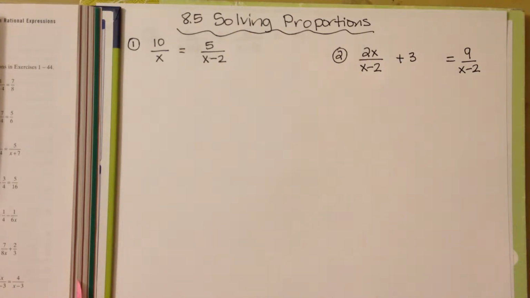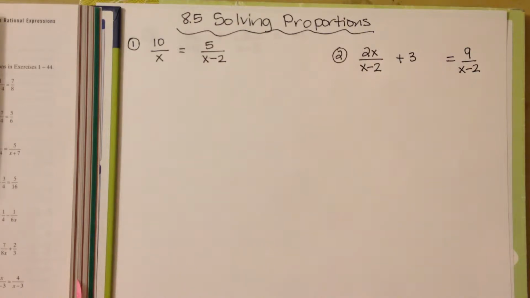Section 8.5, Solving Proportions. In this section, we will be solving equations that contain rational expressions, which are fractions. And so we're going to follow a series of steps. The first step is to state the restrictions. The restrictions are the values that we don't want the denominator to be, because we do not want to divide by 0.